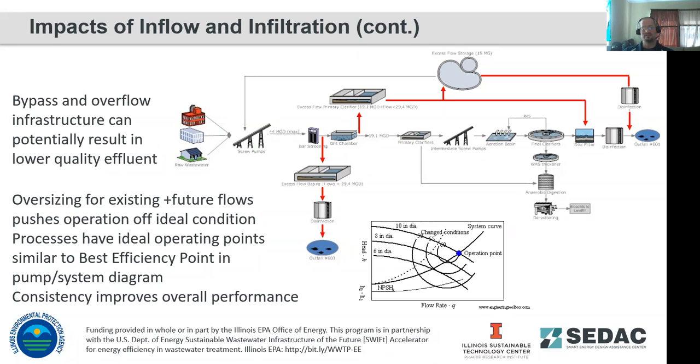So the main point here is that, if you can address inflow and infiltration and maintain consistency coming into your treatment plant, you're going to improve the water quality coming out, and you're going to reduce both energy consumption and maintenance of additional stormwater processing systems. So there's multiple impacts there that stack up and provide benefit for addressing inflow and infiltration.